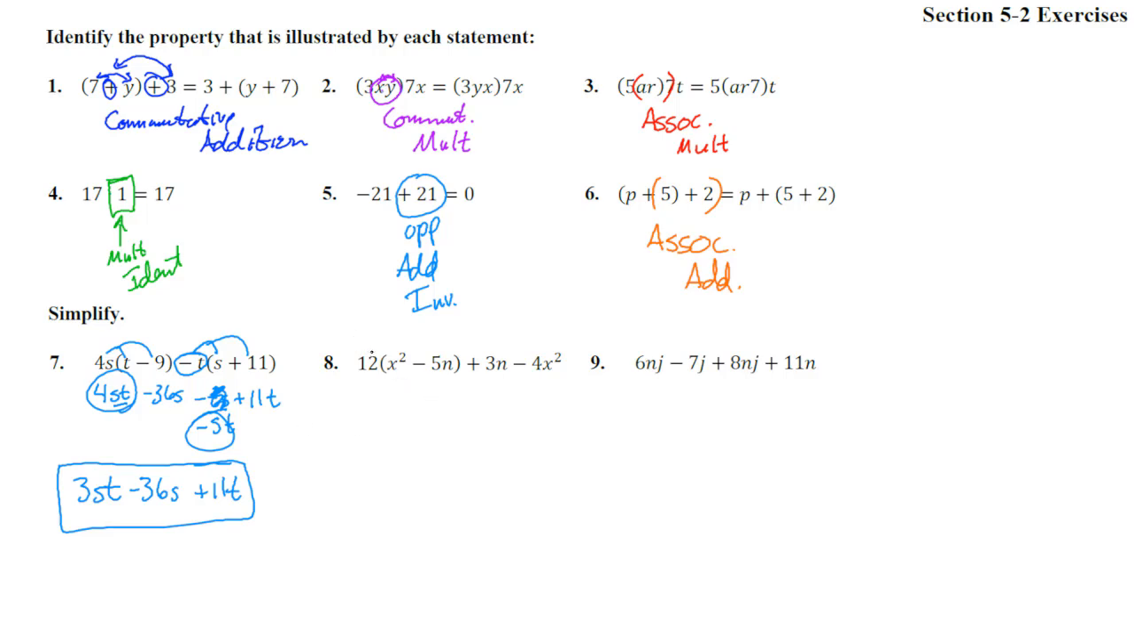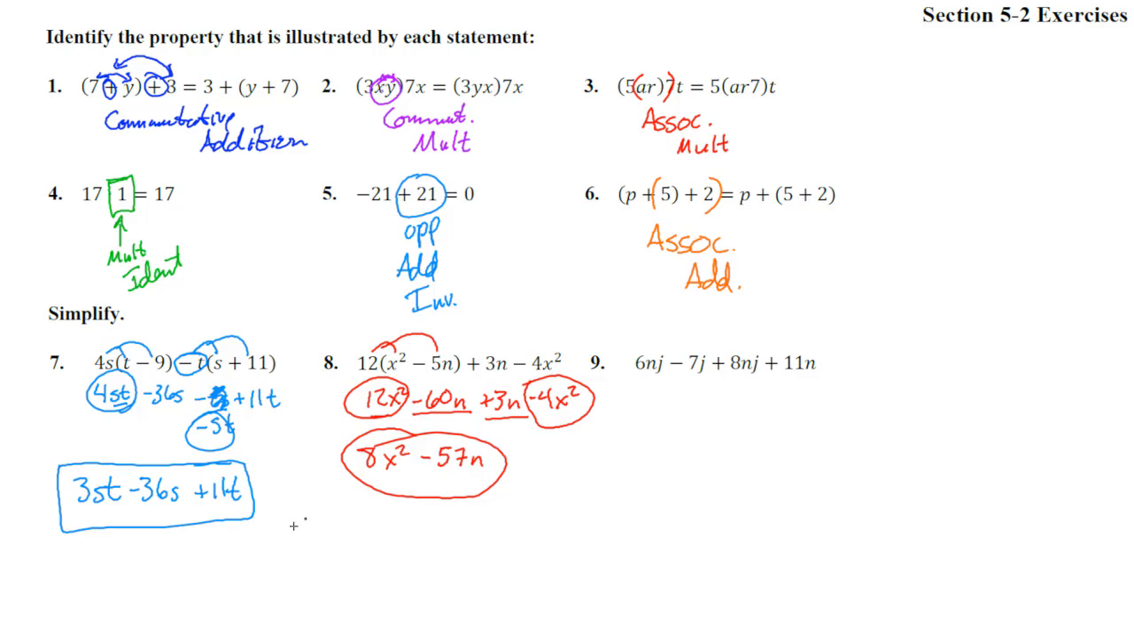Okay, number 8. It's 12x squared minus 60n plus 3n minus 4x squared. What should we do first? The x squareds? Okay, so there's an x squared and there's an x squared term. 12 minus 4 is 8x squared. And then we have a negative 60 and a positive 3. They're opposite signs, so we subtract and we get a 57. But it's a negative 57 because they win. The negative one is stronger. So 8x squared minus 57n. Good.